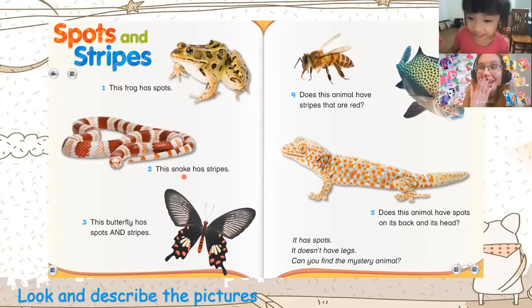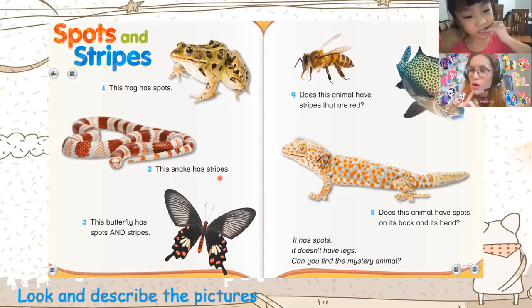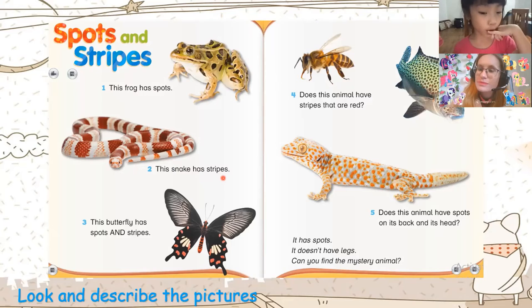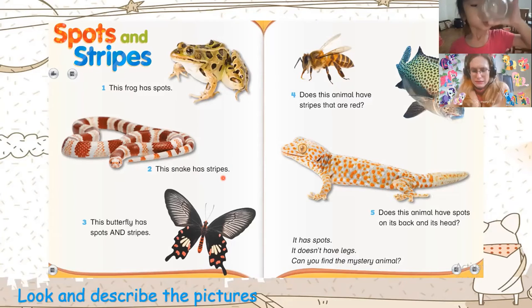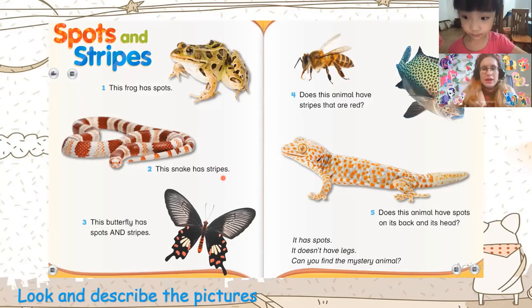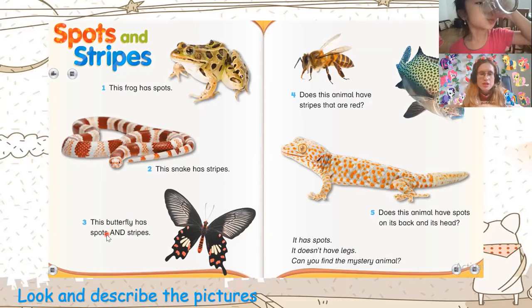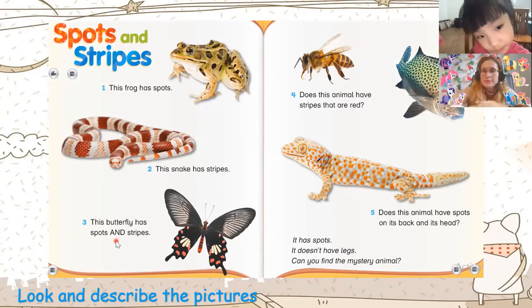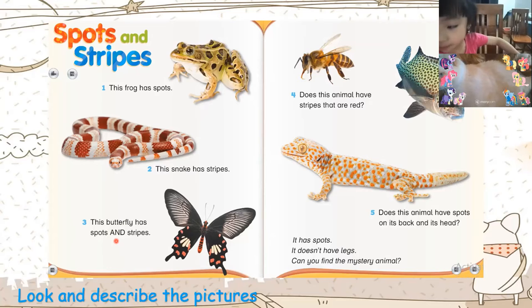There you are. Okay, this snake has stripes. Stripes. Yes. All right. This butterfly has spots. And stripes.